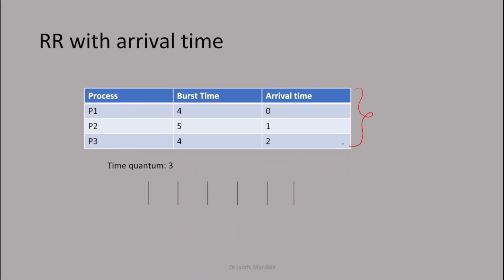You can see here different arrival times. P1 has arrived at 0 seconds, P2 has arrived at 1 second and P3 has arrived at 2 seconds, right? And the time quantum here I am considering is 3 seconds. Now how it is going to execute, let us see. First P1 will get a chance.